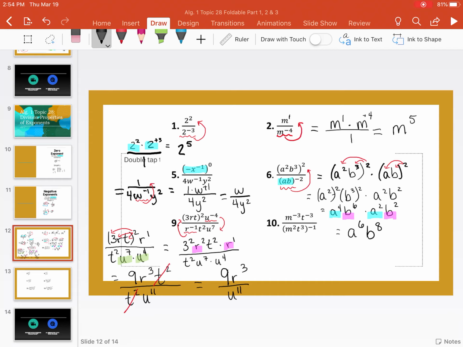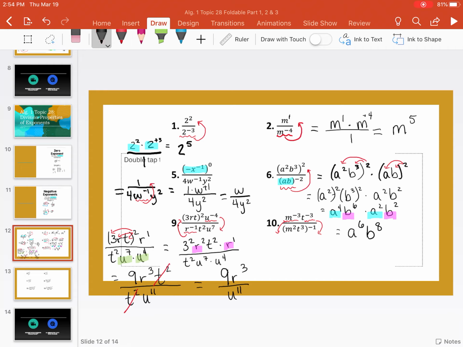Last but not least, we have problem 10 here. So this is m to the negative third, t to the negative third, over m squared, t to the third, all raised to the negative 1. Woo! Okay, let's deal with this step by step. So we have our m to the negative third. In order to change that, we're going to bring that to the denominator. We have t to the negative third. In order to change that, we're going to bring that to the denominator.